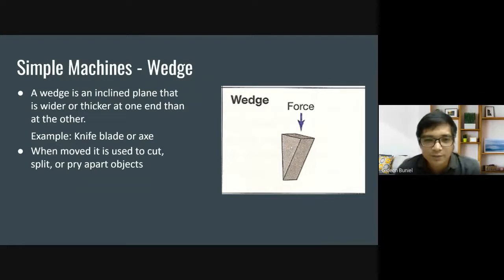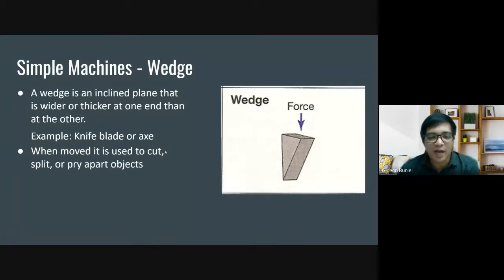We have here the thicker and wider side of the wedge. Examples are a knife blade or an axe. As I've said earlier, there is a sharp edge on those wedges. For example, a knife is a sharp object, so you cut anything with it, from paper, to fruits, to the food that you eat. You need a knife to cut it, or an axe.